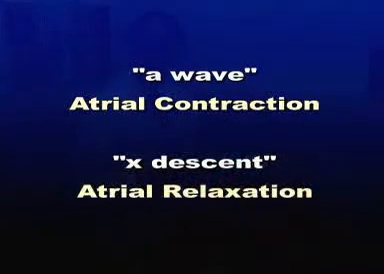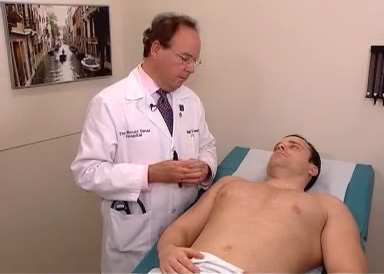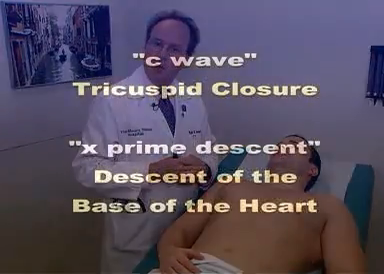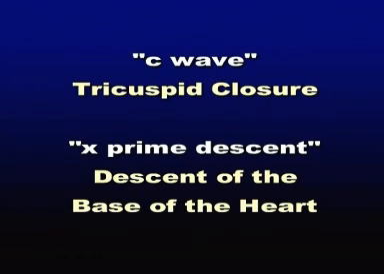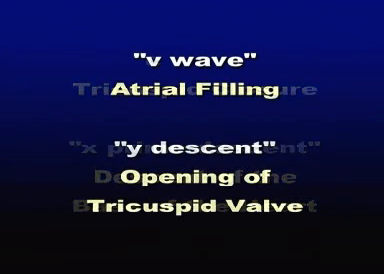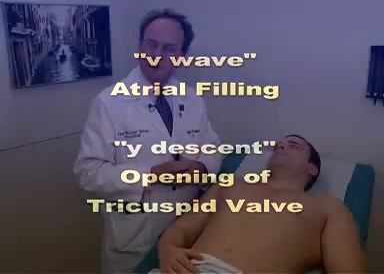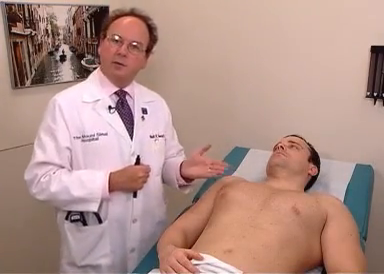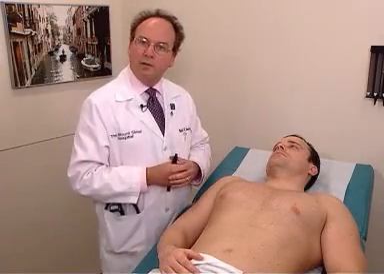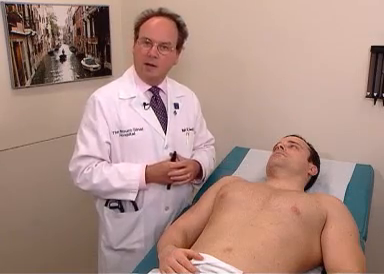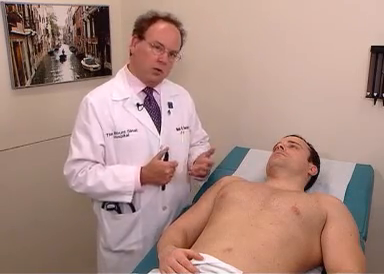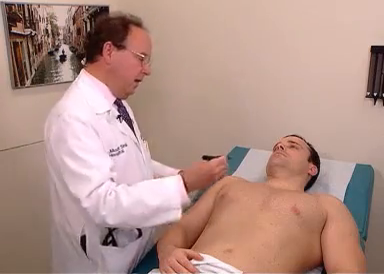You'll remember that the A wave is related to atrial contraction, the X descent is the relaxation of the atria, the C wave is closure of the tricuspid valve, the X prime descent is descent to the base of the heart, and the V wave is atrial filling, which culminates with the Y descent, which is when the tricuspid valve opens. Any abnormality of the valves or compliance of the valves or of the ventricle will give you an abnormality of these particular waveforms. So they're really very important to evaluate, and they're done in this manner.